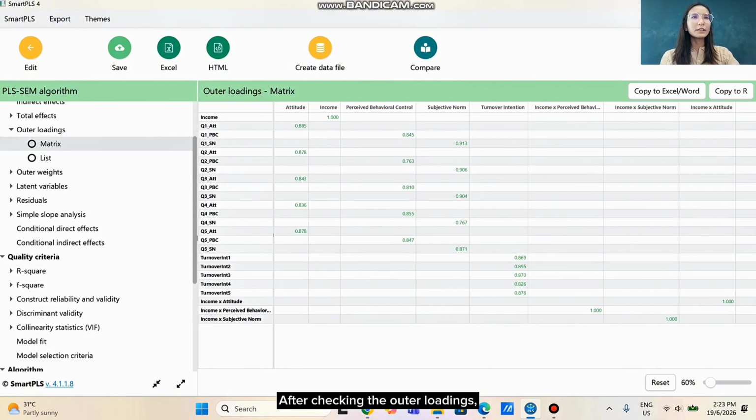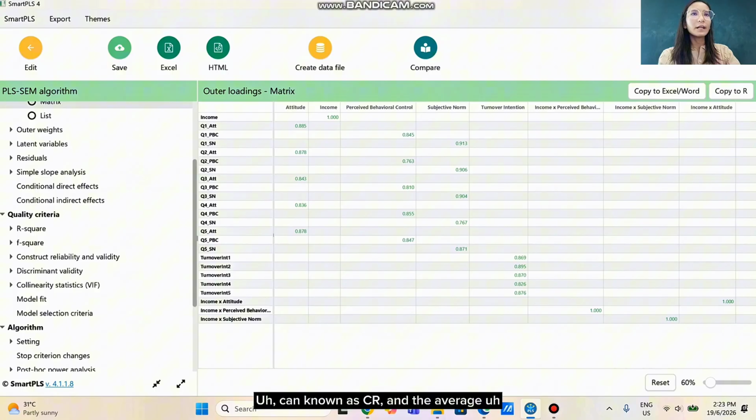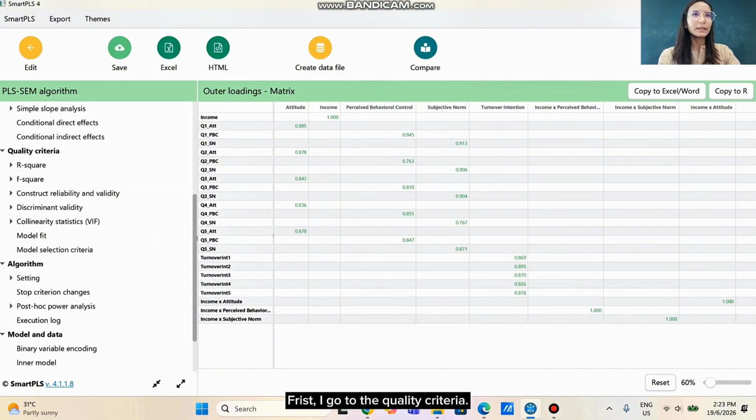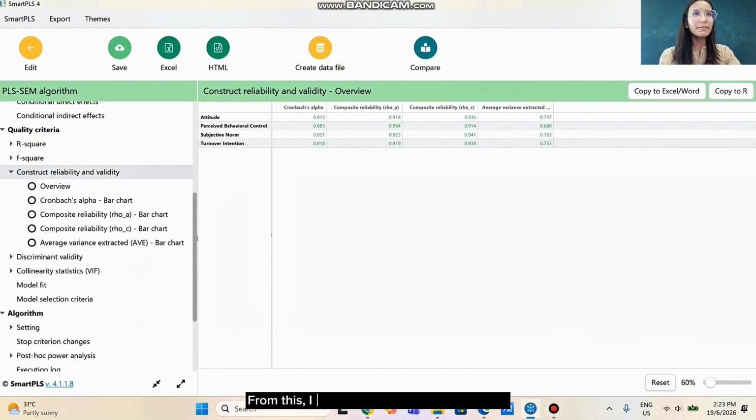After checking the outer loadings, now I will continue to check the composite reliability, known as CR, and the average variance extracted, known as AVE. First, I go to Quality Criteria, then I click Construct Reliability and Validity and select Overview. From this table, I can see the results for Cronbach's alpha, composite reliability, and AVE for each construct. Now I will look at the CR first. CR shows whether the items in each construct are reliable and consistent.